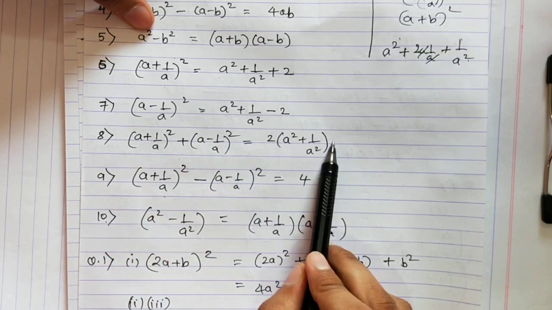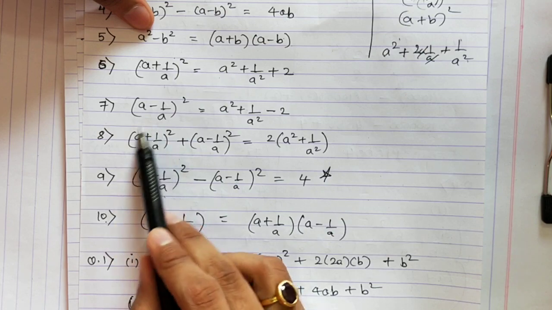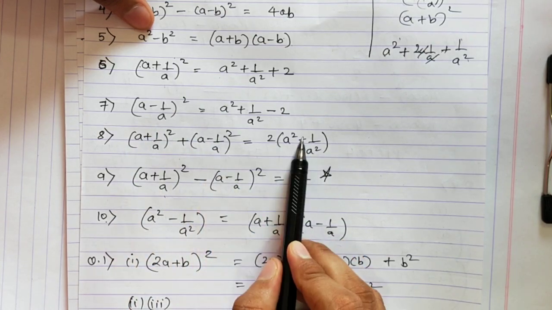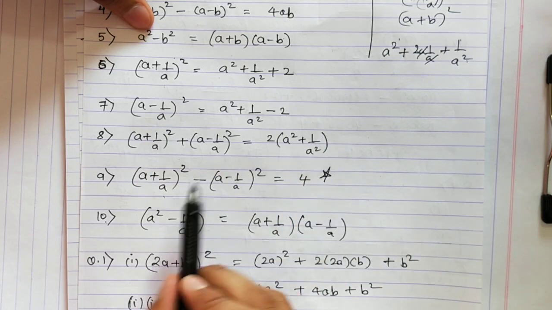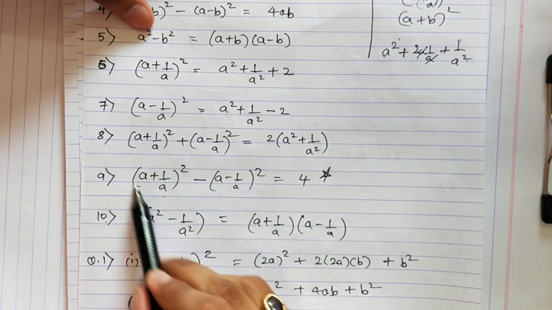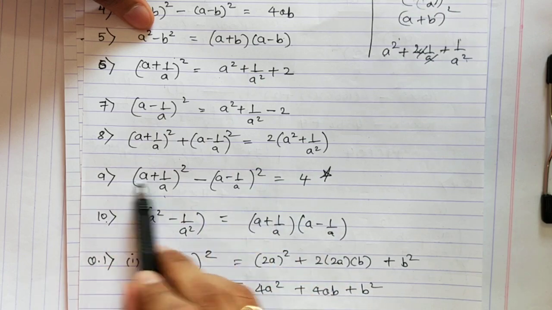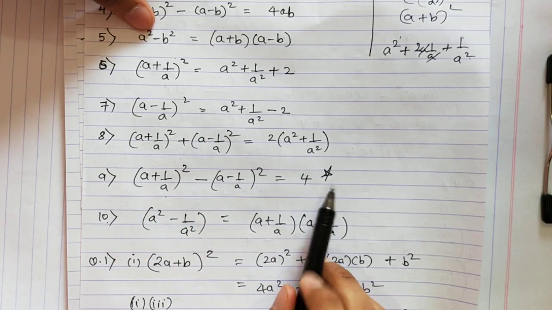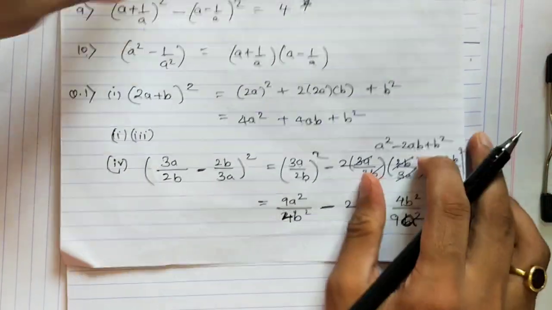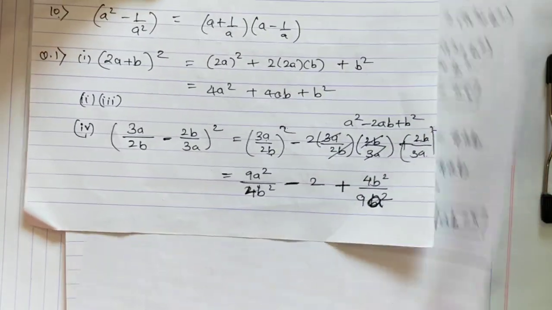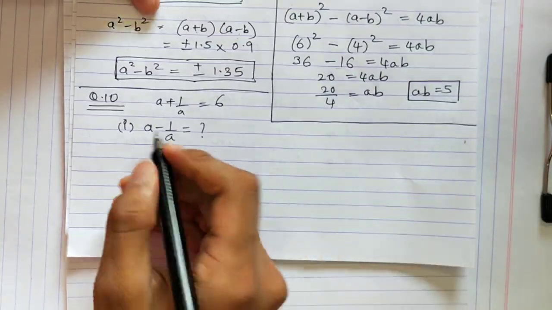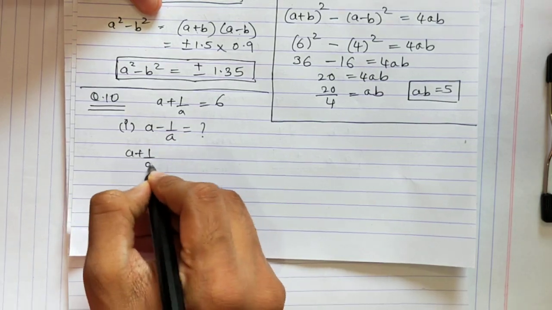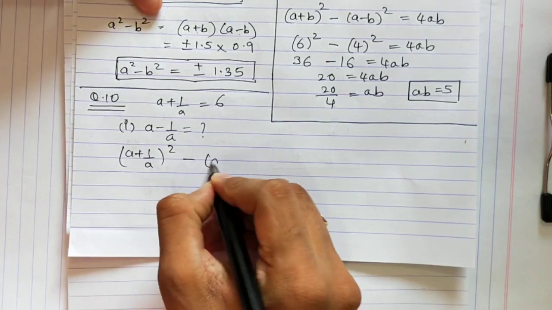See, I cannot use this formula because I know only one value. These two would be unknown then. I don't know the value of a square plus 1 upon a square. So I know only these two, where one is known and one is unknown. So I'll use this formula. As you practice the sums, you'll automatically understand which formula to use when. Initially, it will take time to understand.